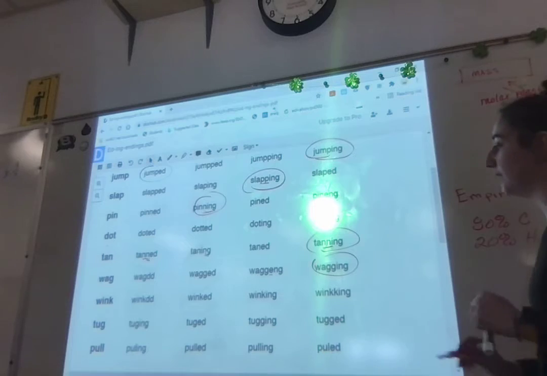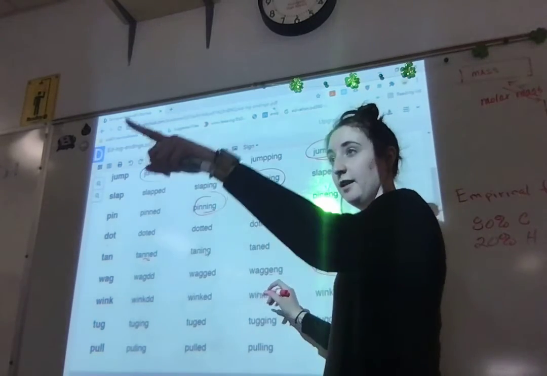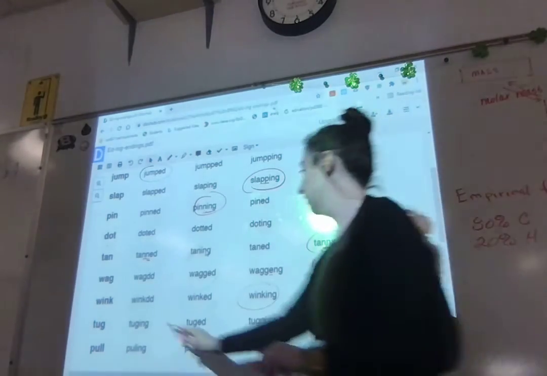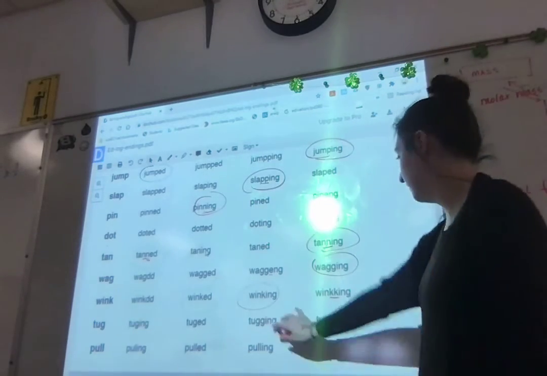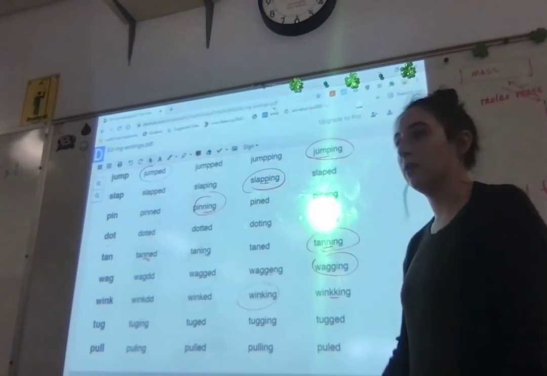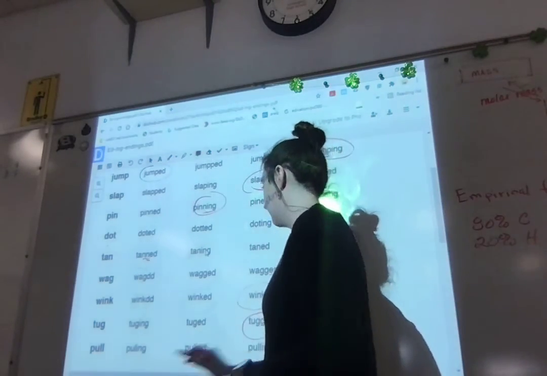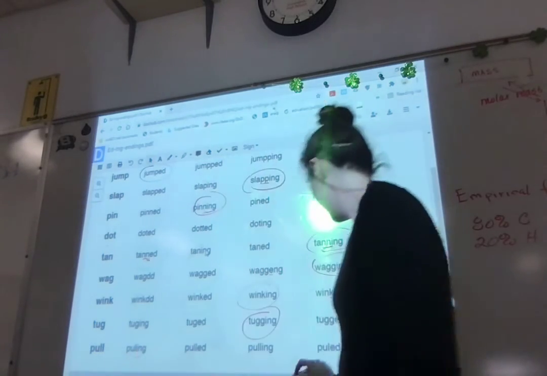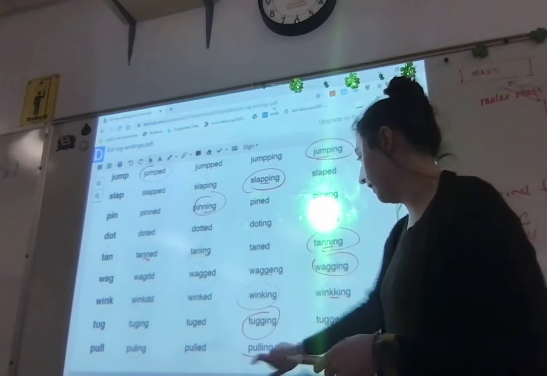Now we have wink. Our word is now winking. 3. 3? You agree? Okay. There's 2 K's there. Now we have tug. We have tugging and tugging. Which one is it spelled correctly in, the first way or column 3? Column 3, right. And then we have pull. So we have pulling and pulling. So column 3. Column 3?